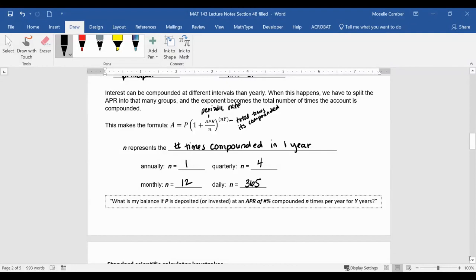So when it was just once a year, you just raise it to the number of years. Whereas if it is a different amount, it's going to be according to how many times a year it gets compounded. And so you take the number of times per year times the number of years to get the total number. Essentially you're answering this question: what is my balance if P is deposited or invested at an APR of some percent, compounded N times per year for Y years?